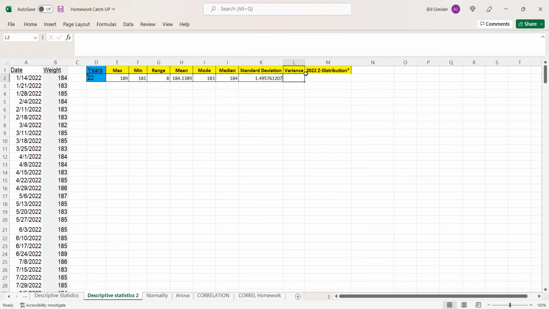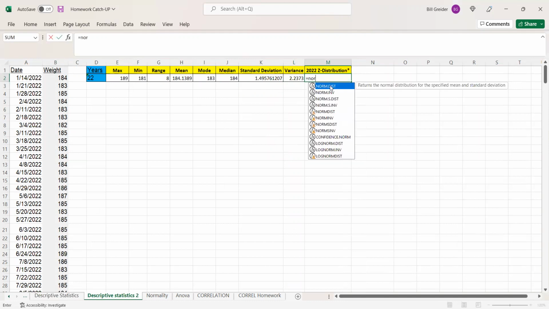And then variance equals variance, same thing. I want to grab the sample, which is the S. And now I'm going to find out my Z distribution so I can plot it, right? And this one's equal normal. I'll make a normal curve. Normal distribution equals normal distribution.